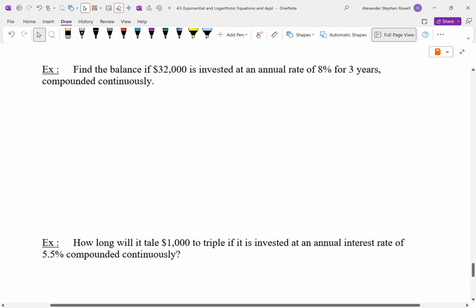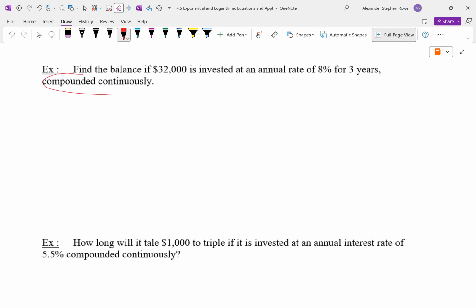Find the balance if $32,000 is invested at annual rates of 8% for 3 years, compounded continuously. So compounded continuously tells me A is equal to Pe^(rt), P times e to the power of r times t. What's my P value? 32,000 times e to the power of, what's my rate? 0.08. My time is 3 years. So practice plugging that in your calculator.